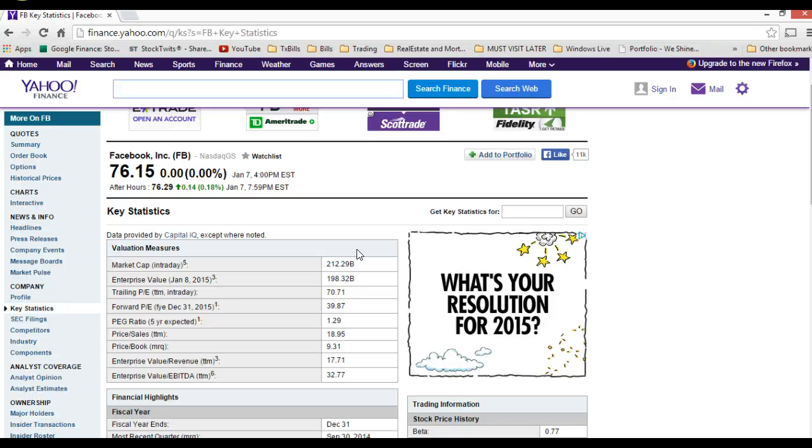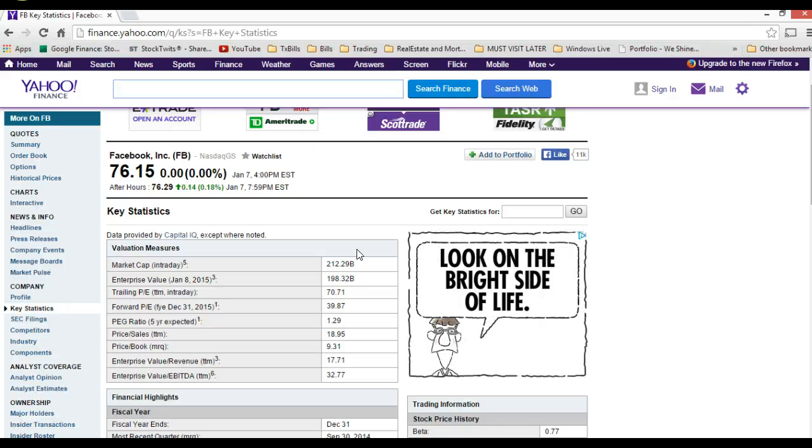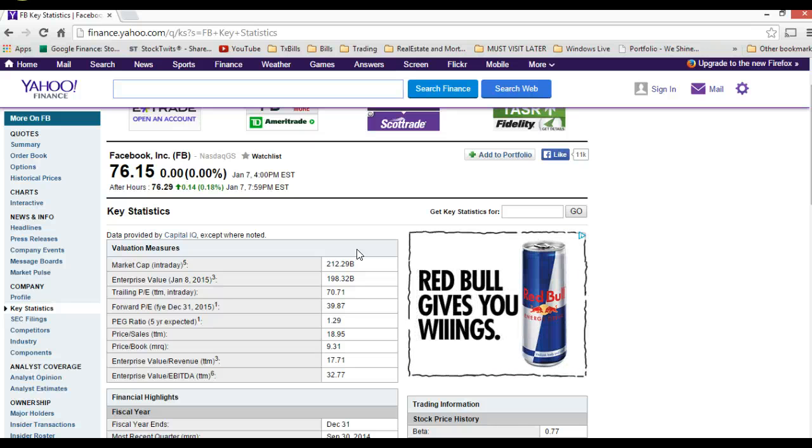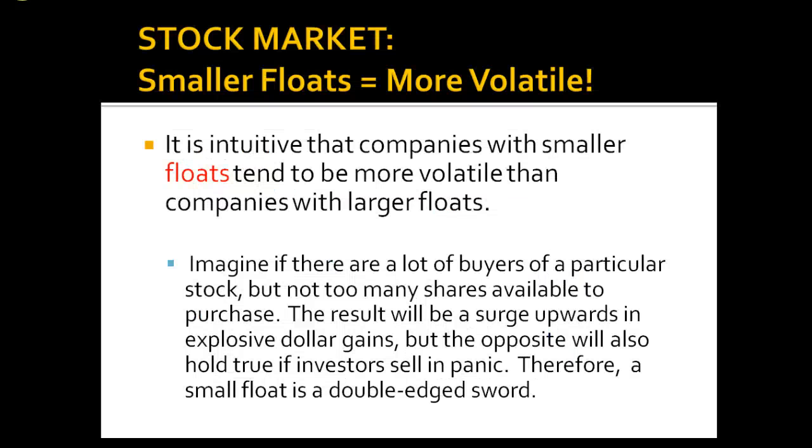But there's many investors, I should say, that actually look at this and think, oh, okay, that enterprise value is lower than market cap. That means that I should sell the stock because it is overvalued. That's not the case.